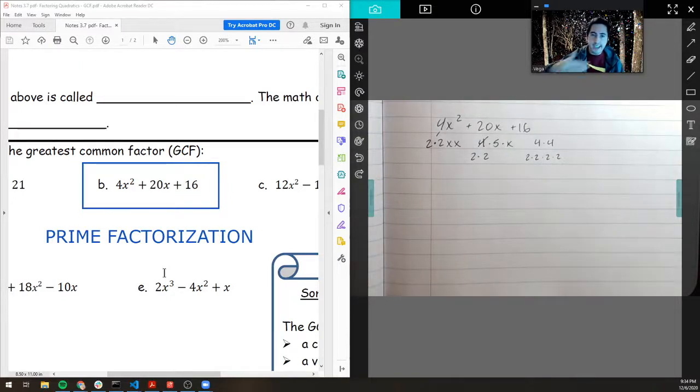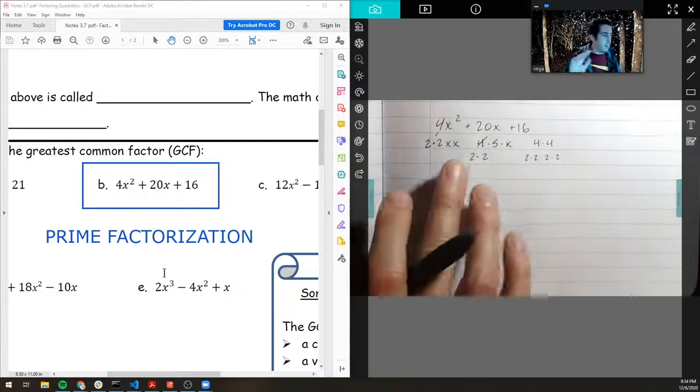So you break it down into prime numbers. Prime numbers are numbers that can only be divided by themselves and 1, not including 1. So prime numbers would be 2, 3, 5, 7, 11, 13, 17, 19, and so on. There's more than that, but that's fine.